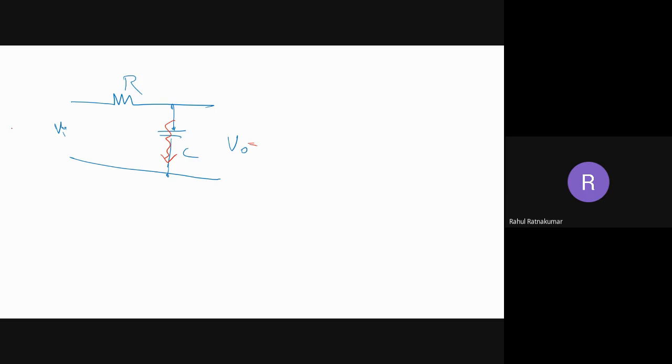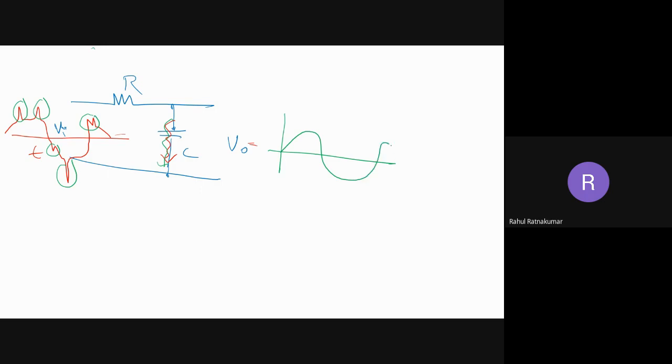For example, we have an AC signal with some high frequency pulses, something like this. This is my input. What are the high frequency parts of this input? These are the high frequency parts. These are high frequency noises or interferences. All those high frequencies will be short circuited across the capacitor. So my output will be a filtered wave, something like this, because all the high frequency is short circuited across the capacitor.